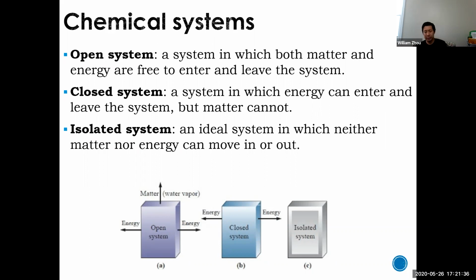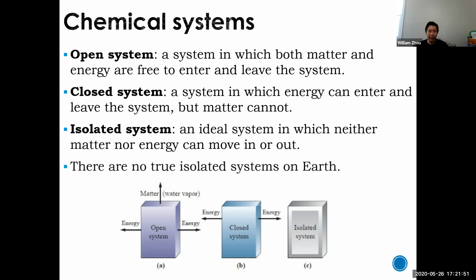Does that make sense? An isolated system is a system that blocks both energy and matter. Matter can't go in or out, and neither can energy. Okay? We actually don't have any isolated systems on Earth or in this universe for that matter. Isolated systems do not exist, well, except for one instance. There's only one example of an isolated system that we know.